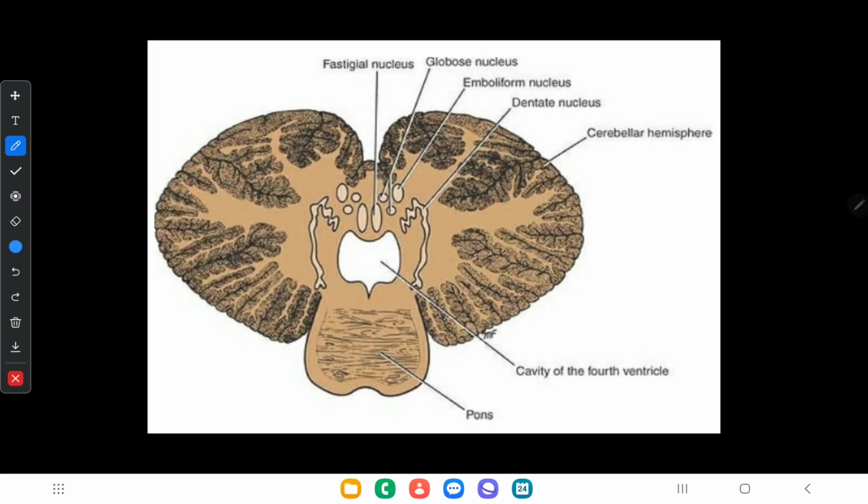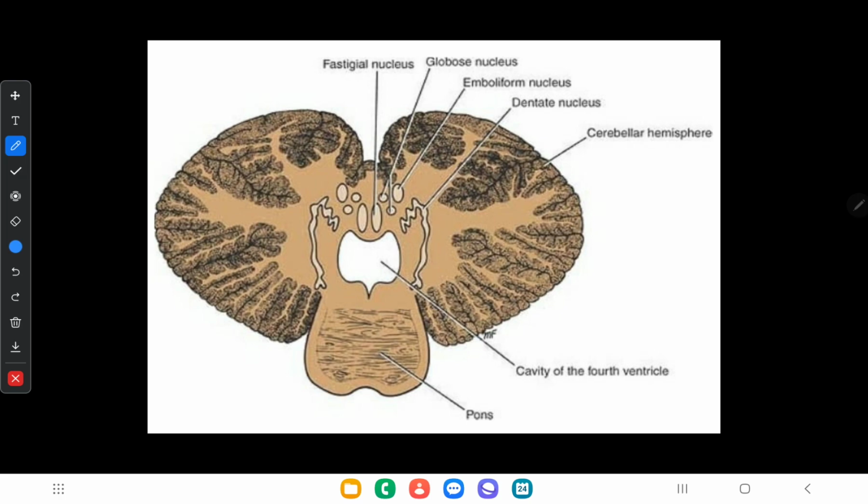Then let's look at the intracerebellar nuclei. Intracerebellar nuclei are masses of grey matter. They are embedded in the white matter of the cerebellum. Here you can see these are the nuclei, and this is the white matter. This is the outer grey matter.